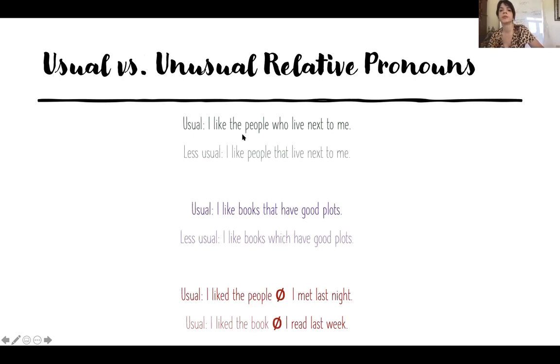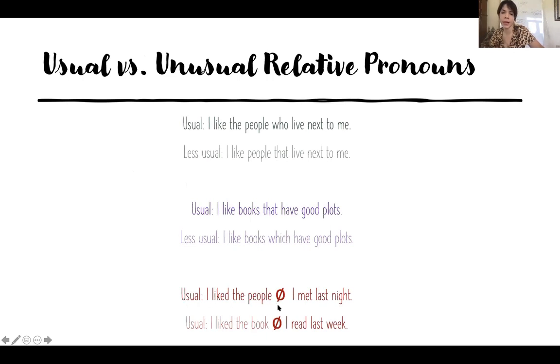So usual: I like the people who live next to me. Less usual: I like the people that live next to me. Usual: I like the books that have good plans. So here we have that, and books can happen together because it's a thing. But which can happen with books tends to be less usual.